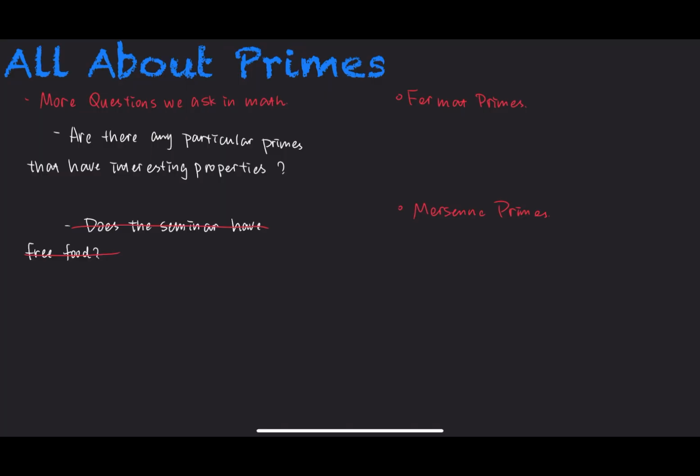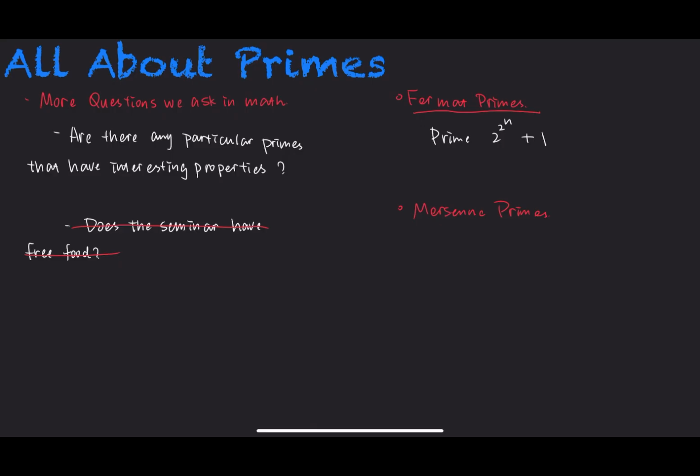So let's look at some primes with interesting properties. It turns out there are a lot of them, primarily named after famous mathematicians. So let's look at a few examples. First of all, we have Fermat primes. The definition of Fermat primes, a particular type of prime, is primes of the form 2 to the power of 2 to the power of n, plus 1. Read it that way: 2 to the power of 2 to the power of n, plus 1.